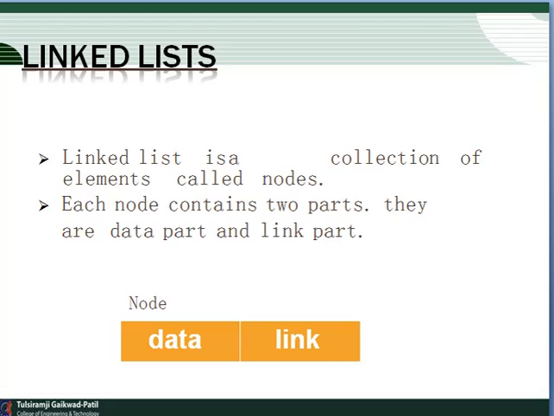A linked list is a collection of elements called nodes, as I already said. Each node contains two parts: the data part and the link part. See, the whole orange box is the node. That whole orange box is a single node, and that single node is divided into two parts. The first part is data and the other part is the link.